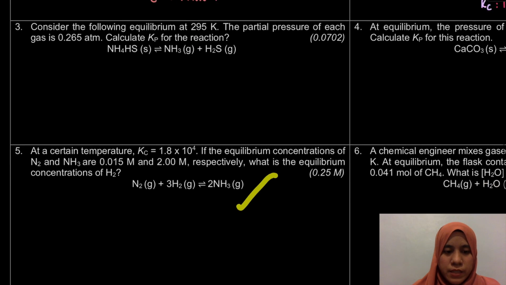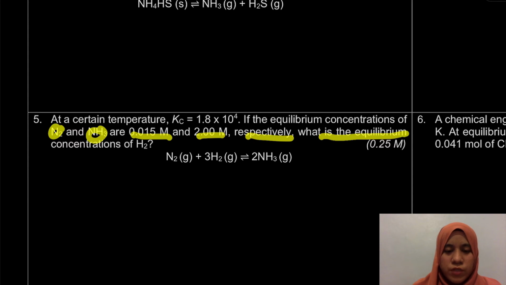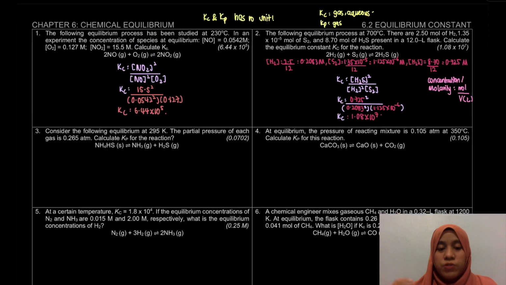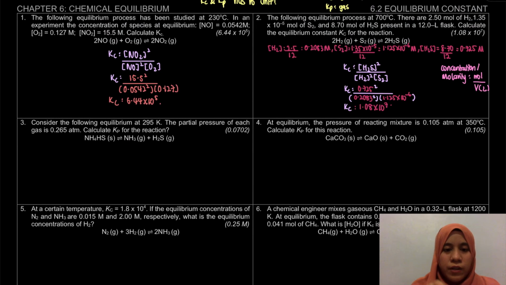Okay, in this case at a certain temperature Kc is given. And if the equilibrium concentration of N2 and NH3 are 0.015 molar and 2 molar respectively, what is the equilibrium concentration of H2? Okay, so previously, the concentration is given to you, or you have to find the concentration, which is quite straightforward, and then you find your Kc. In this case, Kc is given, and you're going to find out the concentration of a specific species.